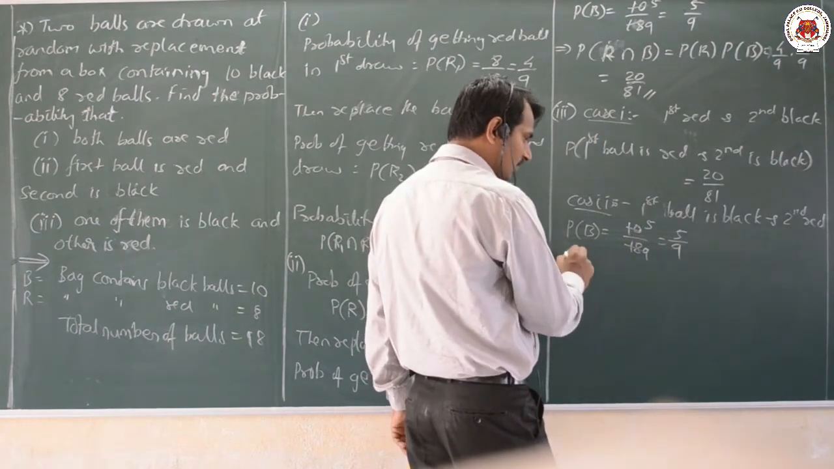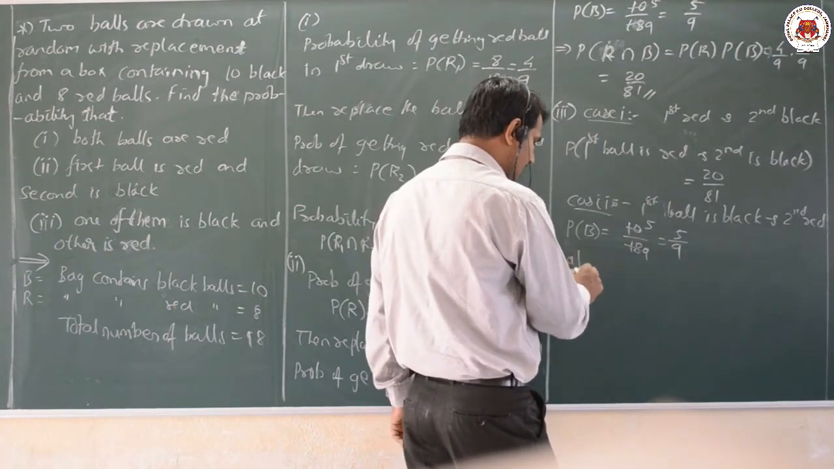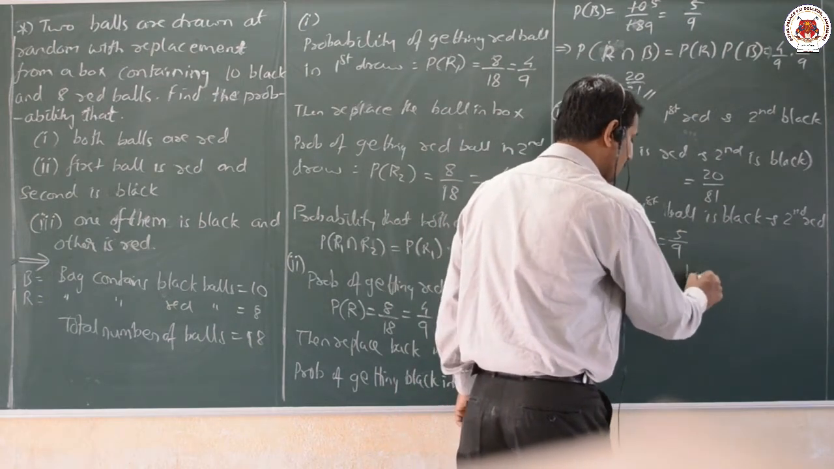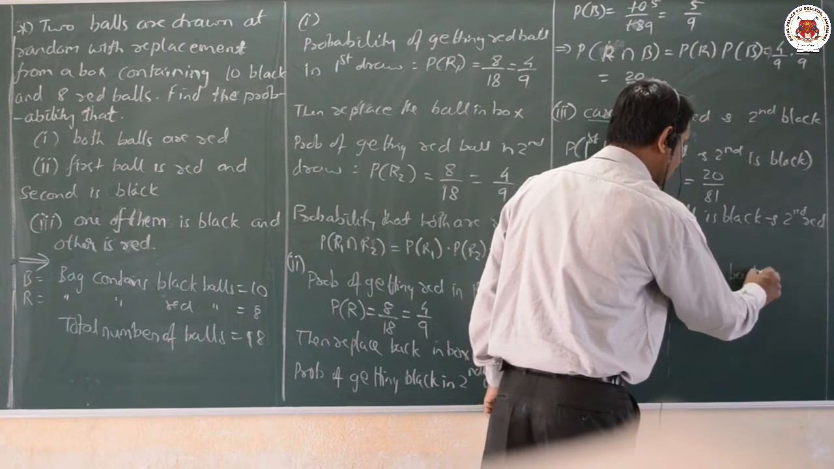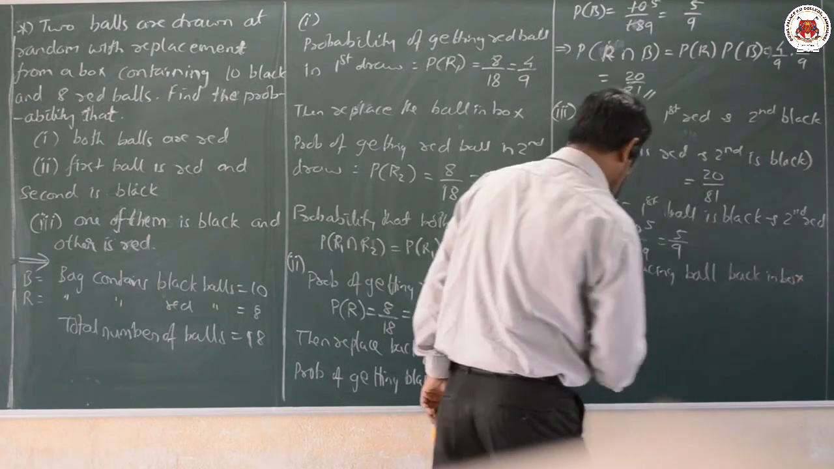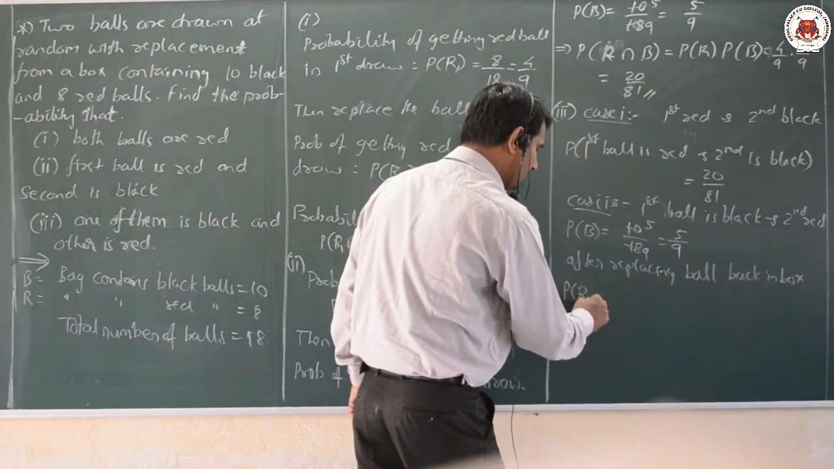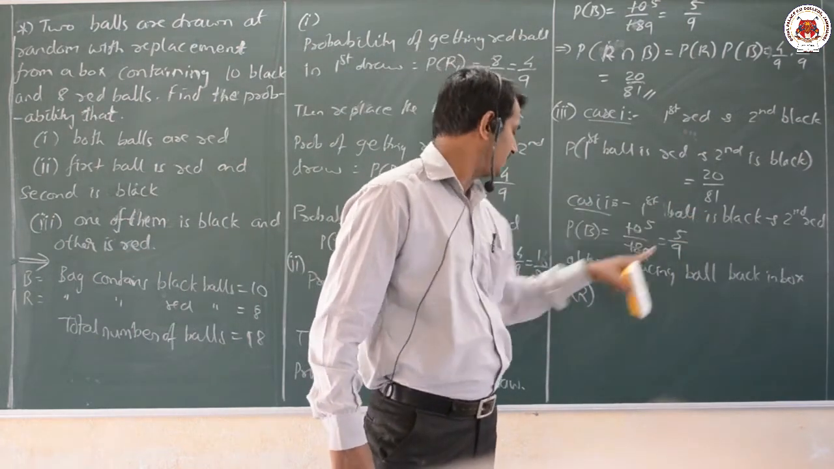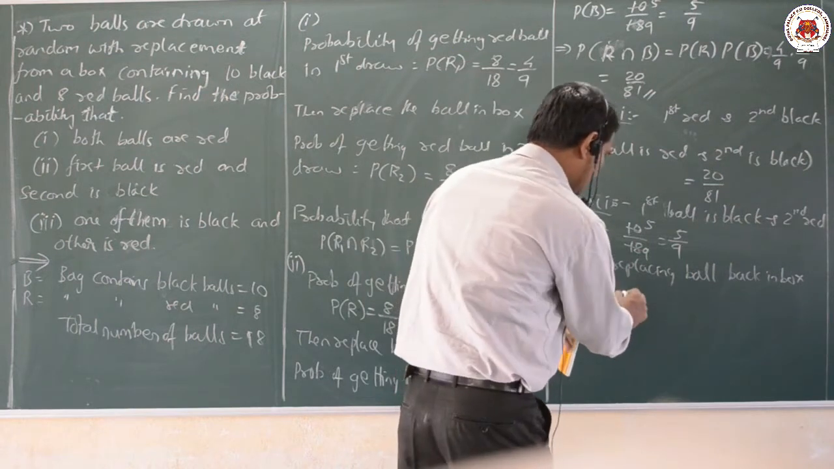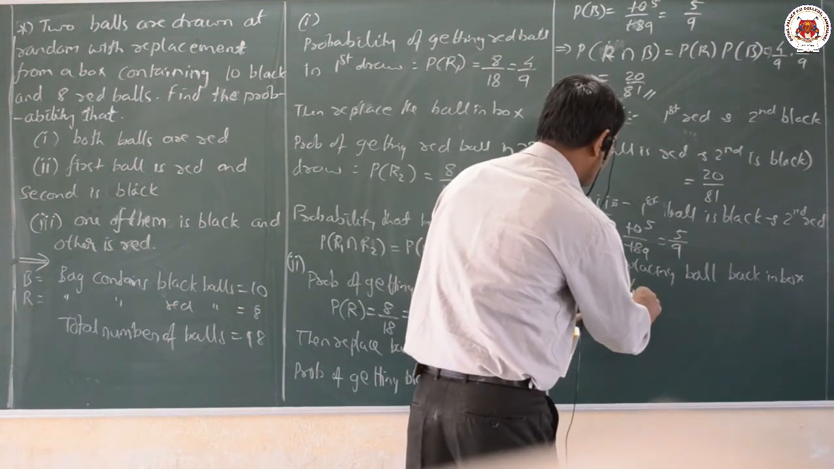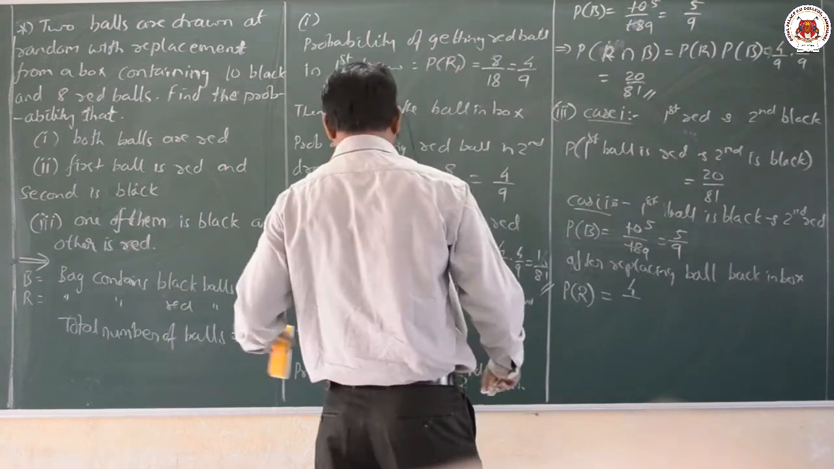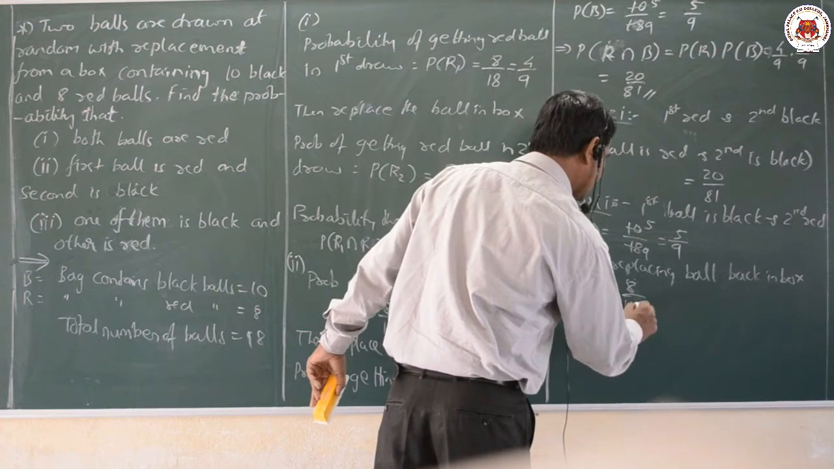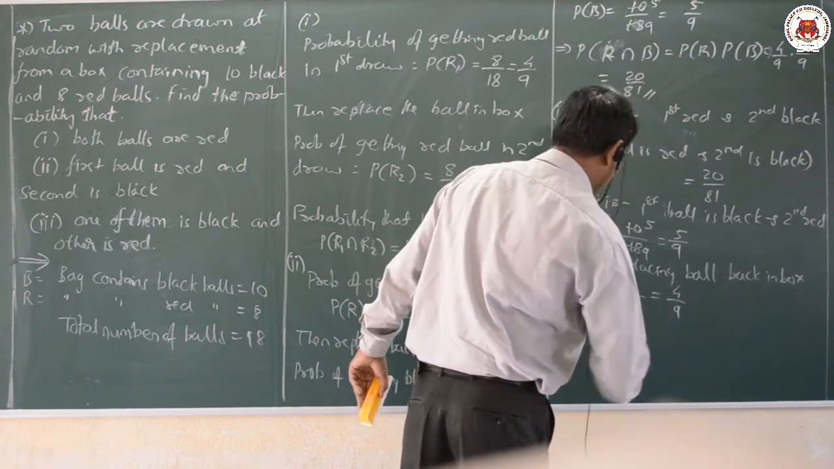And again we replace it. What we are doing here? We are replacing the ball back in the box. That means again, that is nothing but the probability of getting red here. So first ball is black I had taken here and the second is red. How many reds are there? We can observe that the total number of red is 8 here, 8 divided by how many total number of balls are there? That is 18. So we get 4 by 9 here.